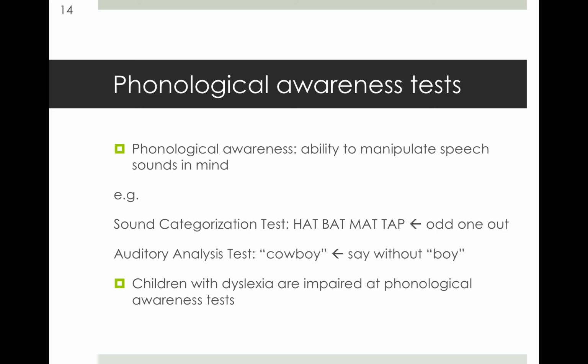And children, and this is a pretty classic and well-replicated finding, children with dyslexia are impaired at phonological awareness tests. And not only are children with dyslexia themselves impaired at phonological awareness tests, children who are siblings of children with dyslexia are also impaired at phonological awareness tests. So we know that there's a genetic component to dyslexia. So if you have dyslexia, there's a higher than chance probability that your sibling will also have it.